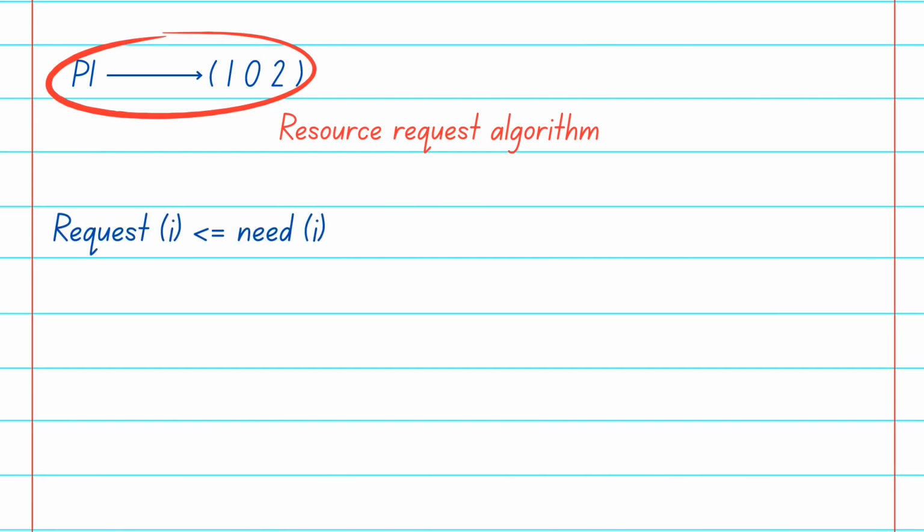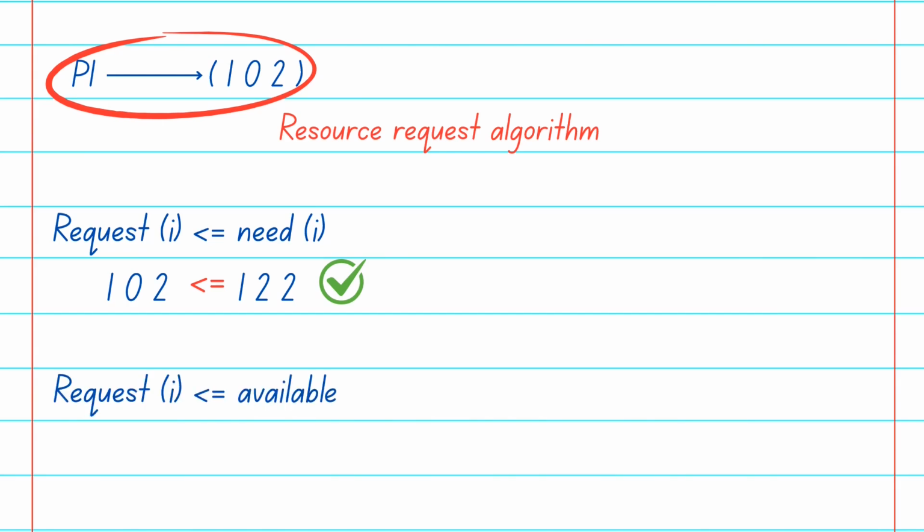So our first step is: the request made by the process is less than or equal to its need, right? So here the request is 102 and the need value for P1 is 122. Okay, so request 102 is less than or equal to 122. This condition is satisfied, so we have to go to the next step.